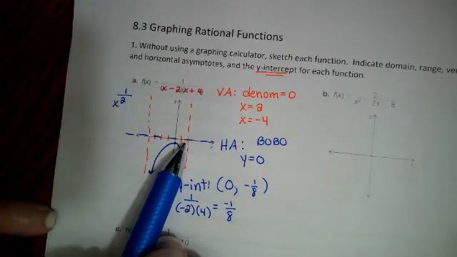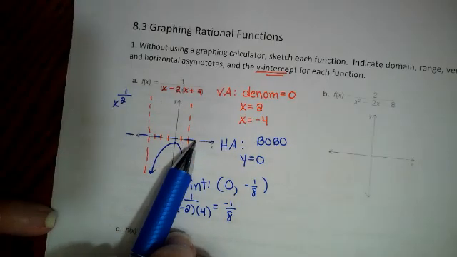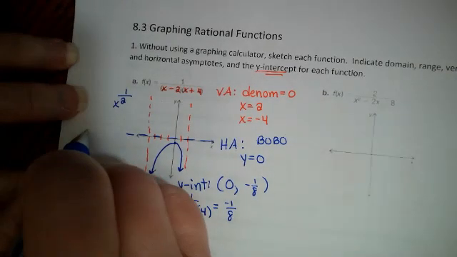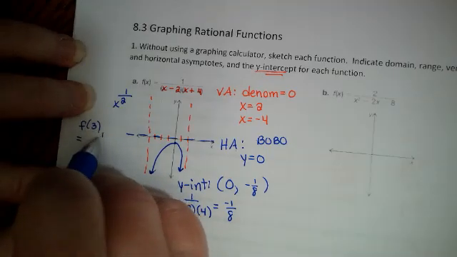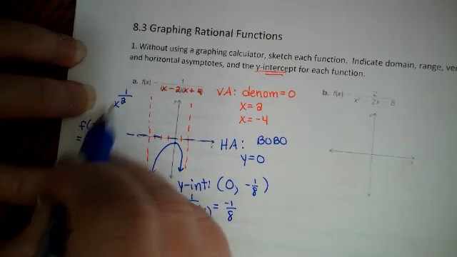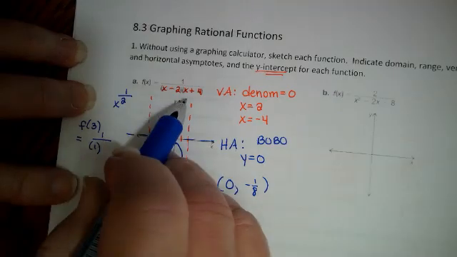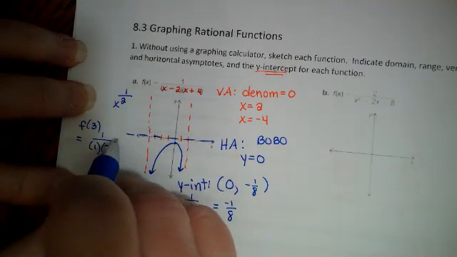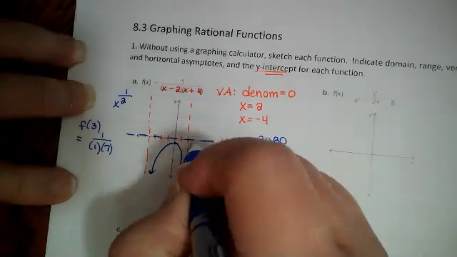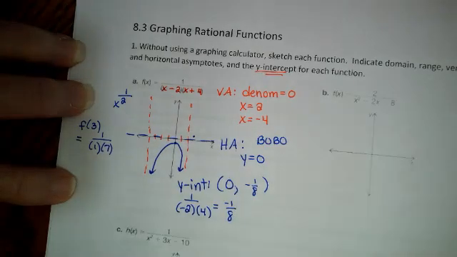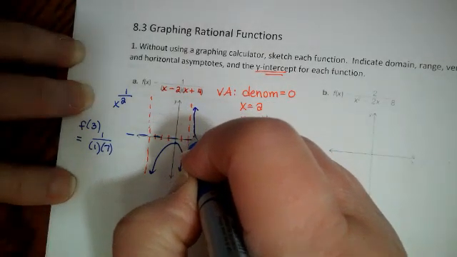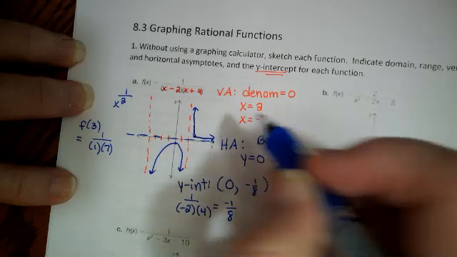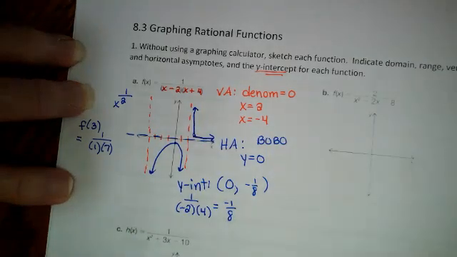So this is x equals 2. Let's plug in x equals 3. What if x equals 3? What would happen? Well, I'd have 1 over 3 minus 2 and 3 plus 4. I would have positive 1/7. So it would be up here. So this branch is doing the L thing over on that right side.